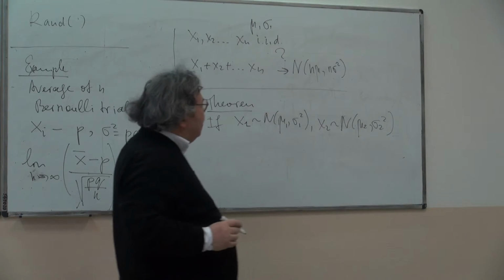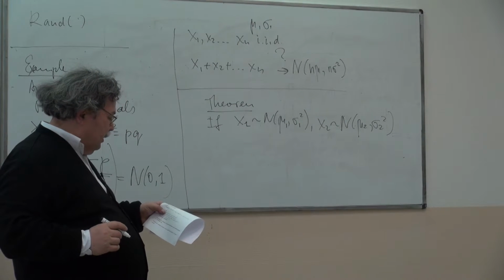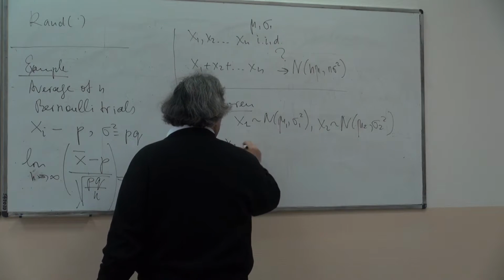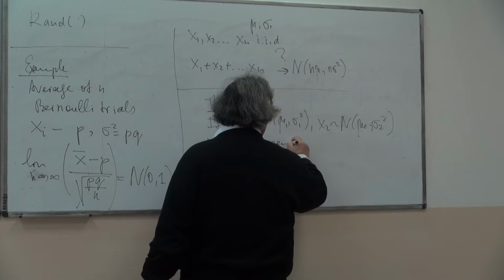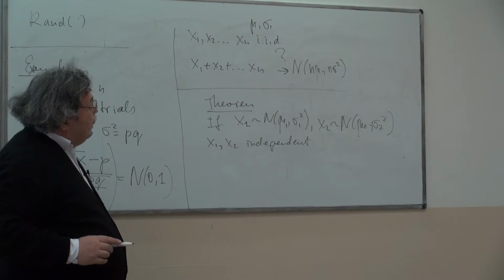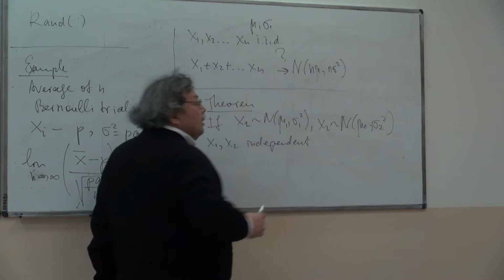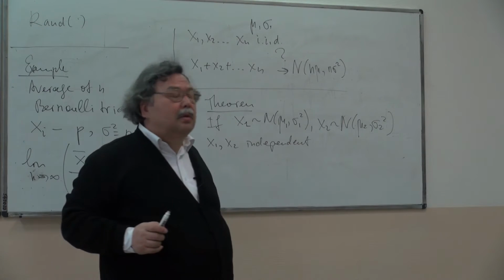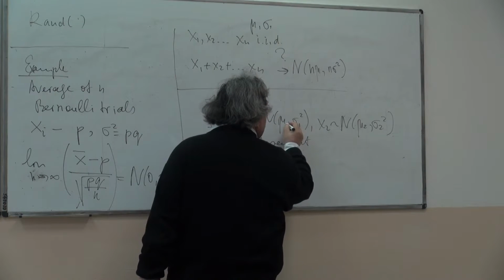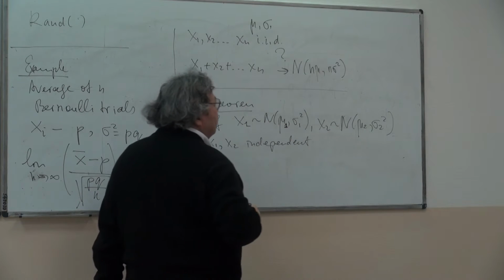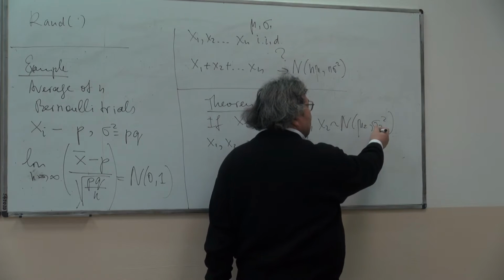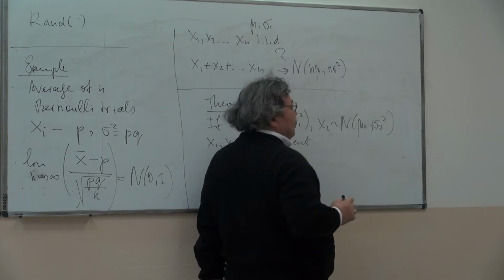Suppose we have two random variables, and we assume that they are independent. So X1 and X2 are assumed to be independent. Now here we do not assume that they are identically distributed. Rather, we assume that each of these two follows the normal distribution law. X1 is the normal random variable with a certain value mu1 for the mean and sigma 1 for the standard deviation, and the second one is also assumed normal with mu2 and sigma 2.